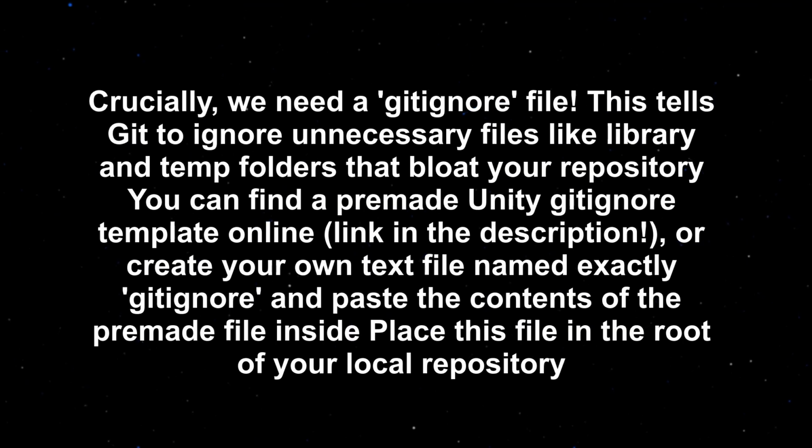Crucially, we need a gitignore file. This tells Git to ignore unnecessary files, like library and temp folders, that bloat your repository. You can find a pre-made Unity gitignore template online, link in the description, or create your own text file named exactly gitignore and paste the contents of the pre-made file inside. Place this file in the root of your local repository.